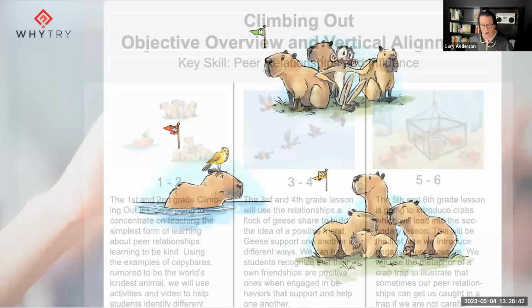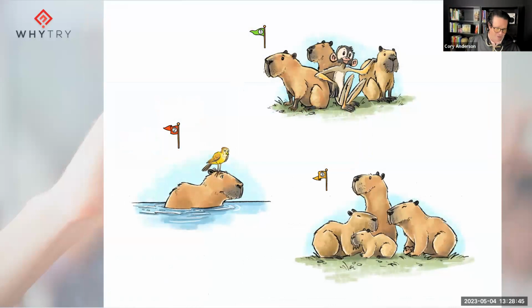The first unit is all about capybaras. We stay with the animal theme with climbing out, since animals have relationships with each other. It seems like a really good fit for learning about our relationships with our peers. So if anybody knows the TikTok trend, capybaras are considered to be the kindest creature on earth. And so we're going to play a riff on that. In first and second grade, we're going to teach how to be kind. And we're going to use these three different examples that capybaras give us of how they're kind by including others, helping others, and always looking out for each other.